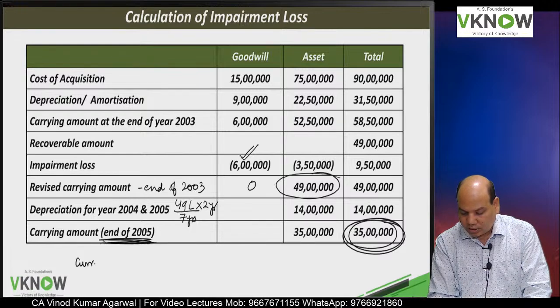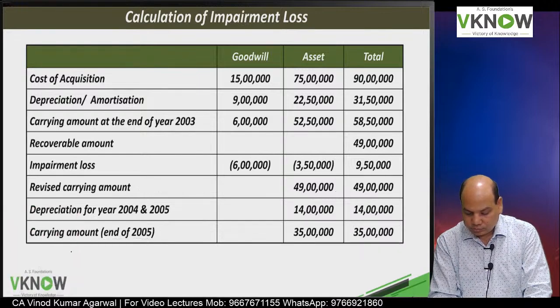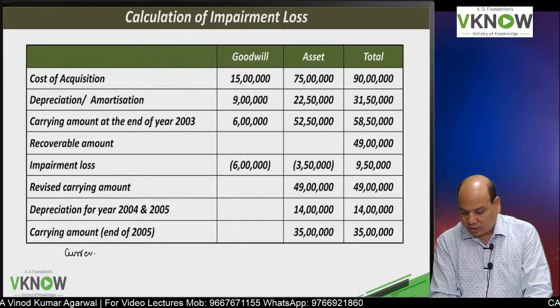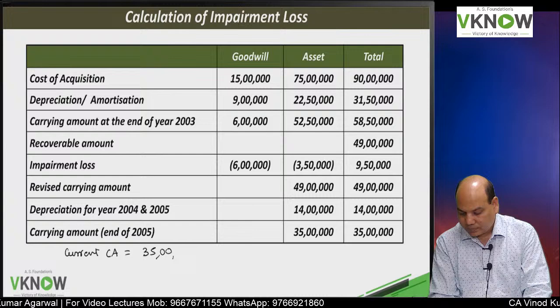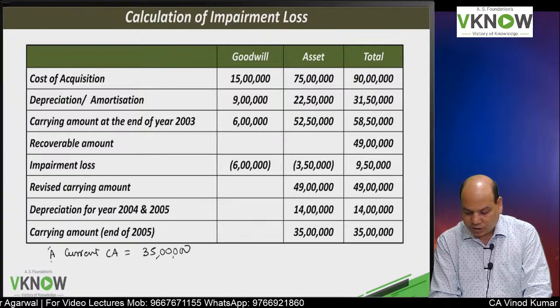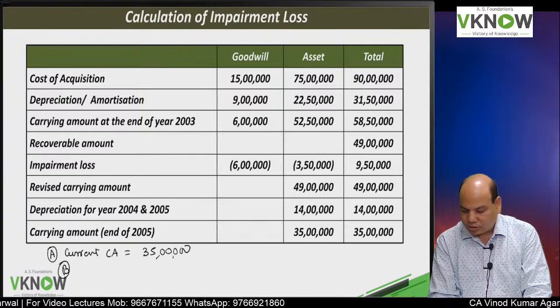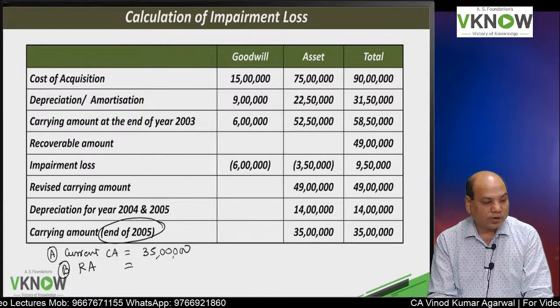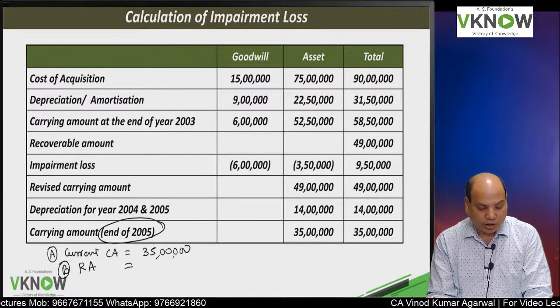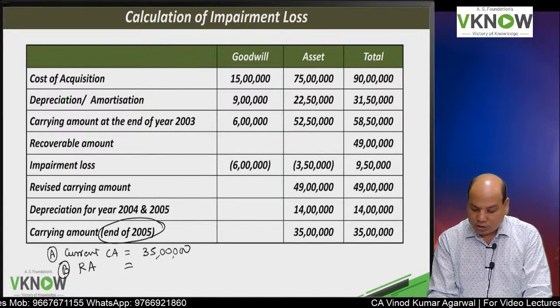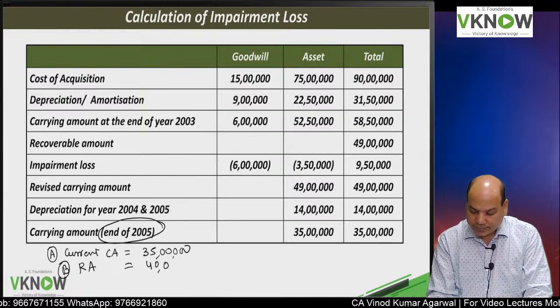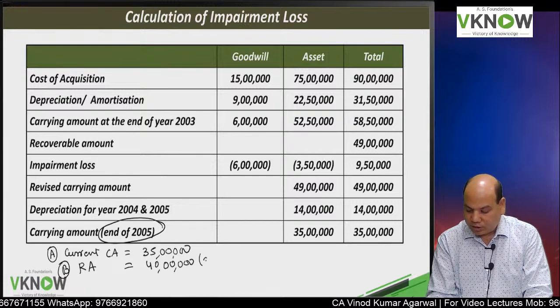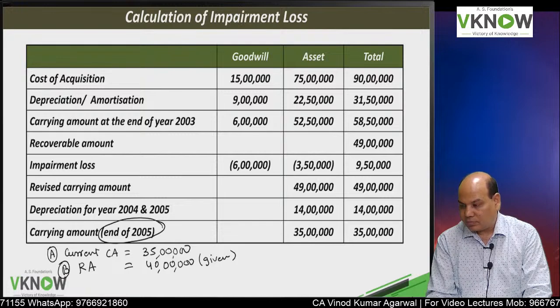My current carrying amount of the asset is 35 lakh. This is my first thing I need to find out, which is 35 lakh at the end of 2005. Because we got the indication of reversal, we'll compute the recoverable amount. Fortunately in the problem, recoverable amount 40 lakh is already given.